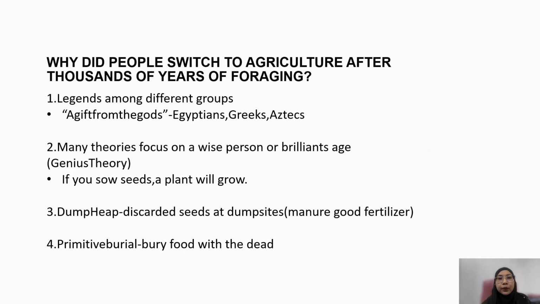Okay, so why did people switch to agriculture after thousands of years of foraging? Here you can say that the first humans before this started by foraging. So they just take everything, every food source from the surroundings, and then they just eat. And now they start to shift to agriculture because agriculture can provide food for energy, for nutrition, like that.